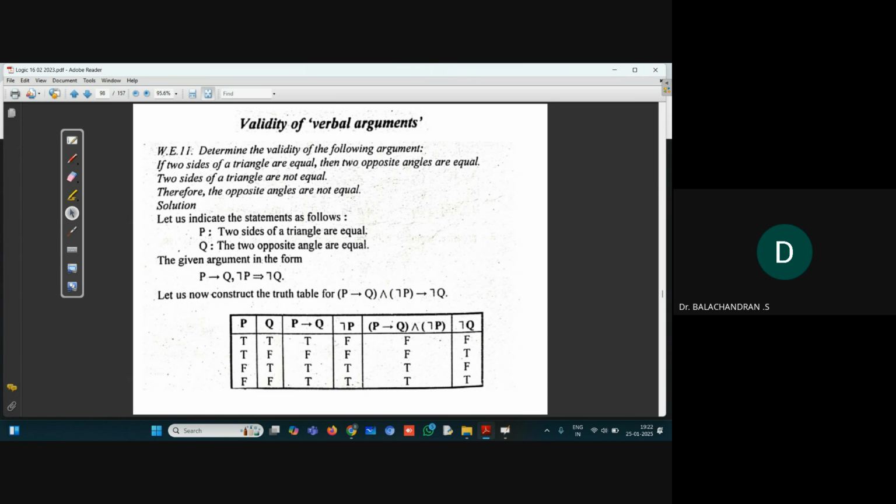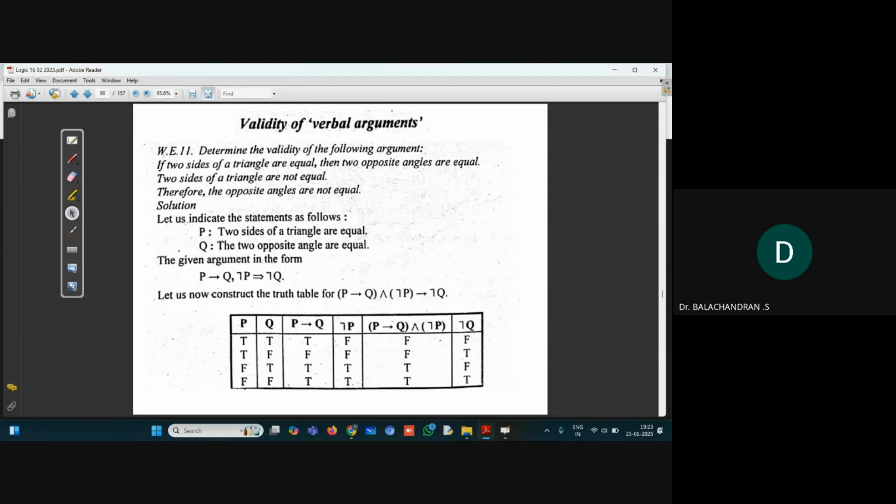Look here. Determine the validity of the following arguments. If two sides of a triangle are equal, then the opposite angles are equal. Okay, so this is the first sentence. The second premise is: two sides of a triangle are not equal. Okay, that is the second premise. The conclusion is: therefore, the opposite angles are not equal.